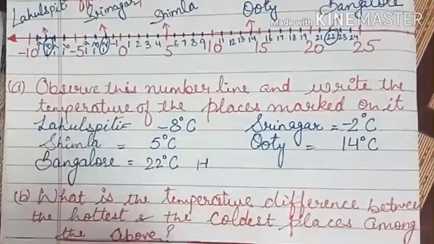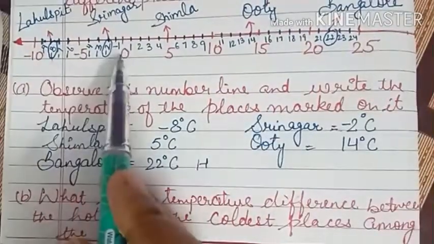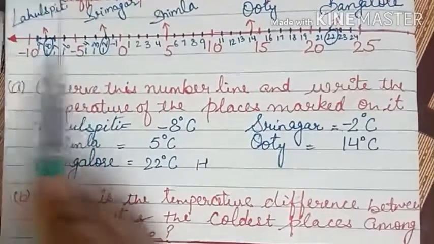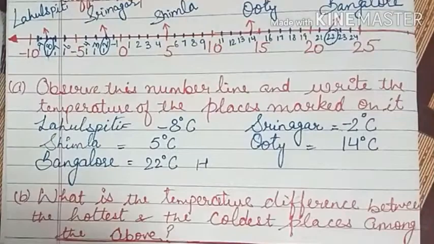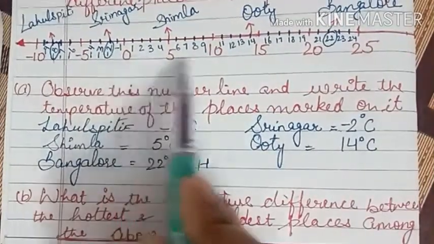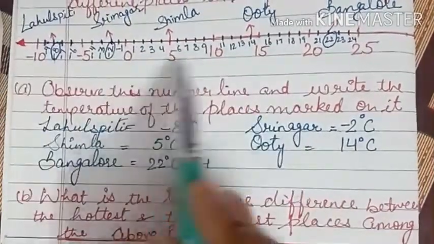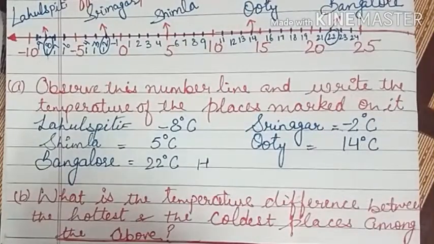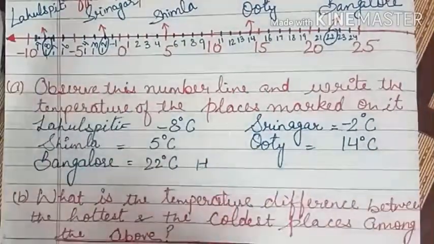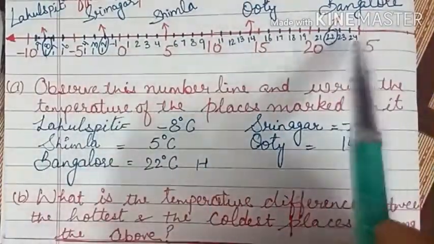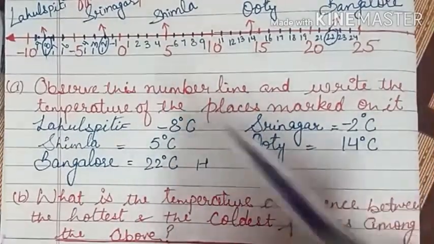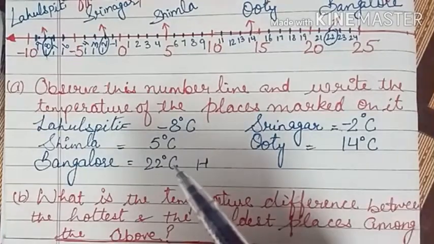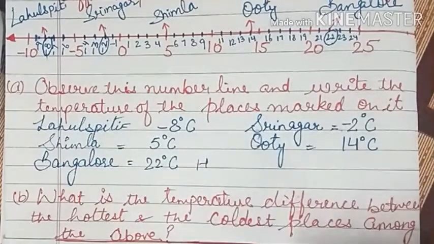We know that 0 is the freezing point. If we go left side of 0, that means negative side, then temperature will be colder. And if we go right side of 0, then temperature will be hotter. So among these places, which place has the highest temperature, that will be the hottest place, and which place has the lowest temperature, that will be the coldest place.